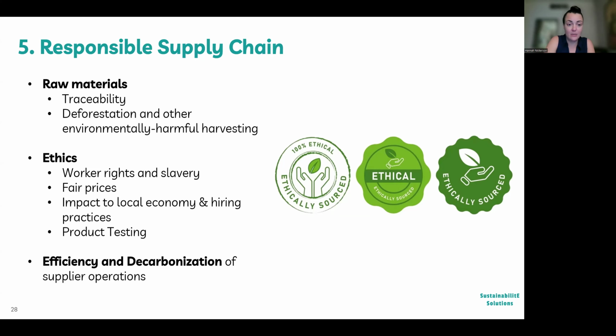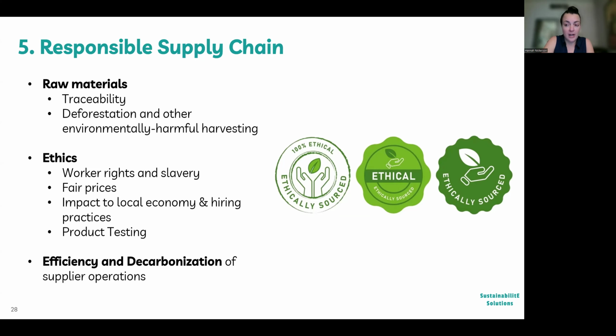As for ethics, this is where you're getting into worker rights and avoiding human slavery. Are you paying fair prices? Your suppliers operate in local communities, and we want to make sure that our suppliers are doing the right thing by those local communities as well, and not just exploiting them.